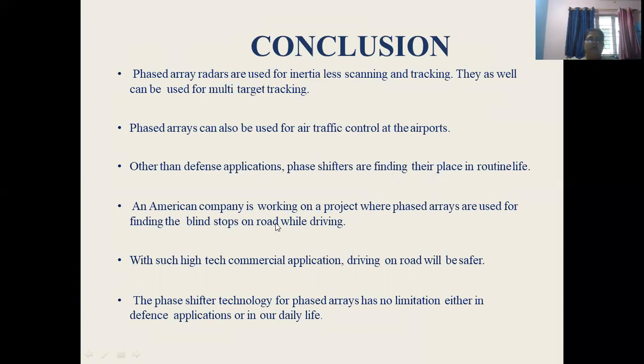An American company is working on a project where phased arrays are used for finding the blind spots on the road while driving. With such high-tech commercial applications, driving on the road will be safer. The phase shifter technology for phased arrays has no limitation either in defense application or in our daily life.